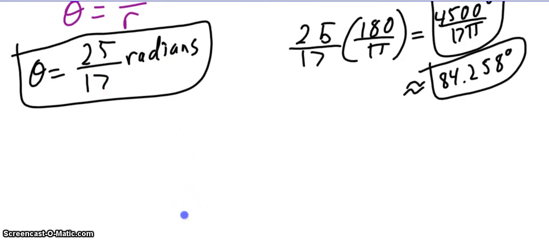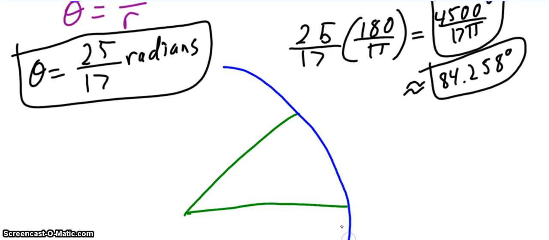Oh, and I'm sorry, one last thing I wanted to point out also, just a visual of this. So when we say arc length and central angle, that means it's something like this, where this is a big arc, but the arc length that we're talking about is this piece right here. This is 25, this is definitely not to scale, this is 17, and this is our angle, theta. There we go. Now moving on.